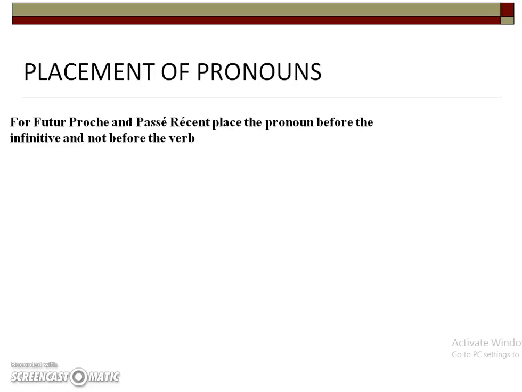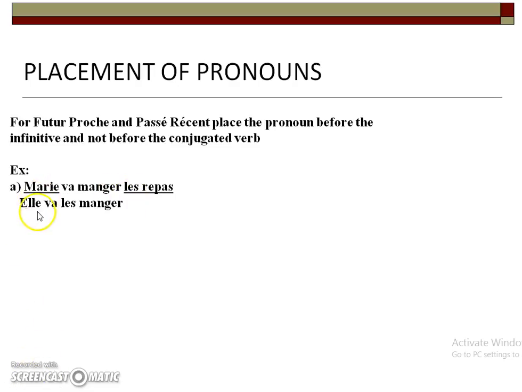Placement of pronouns in futur proche and passé récent tense. In these tenses, we place the pronouns before the infinitive. Example, Marie va manger les repas. Marie is going to eat the meals. She is going to eat them. So my answer would be elle va les manger.